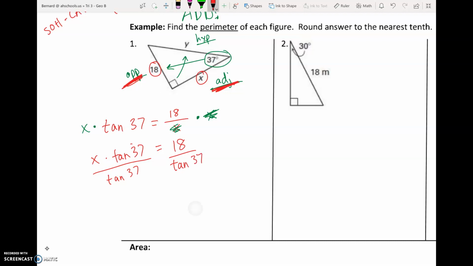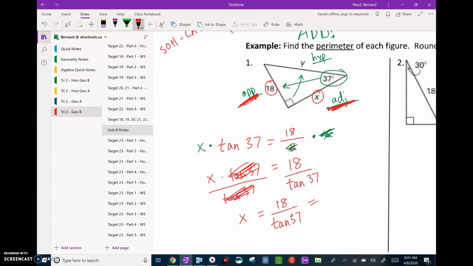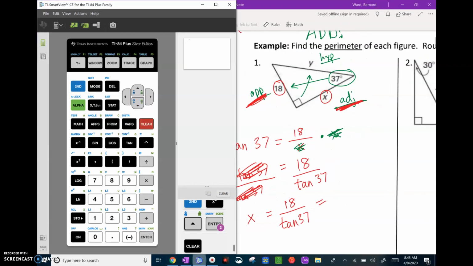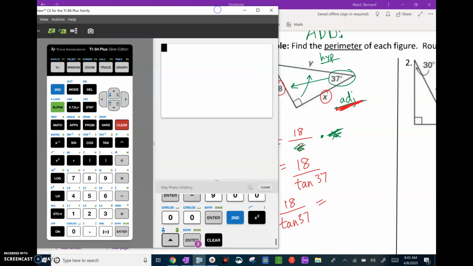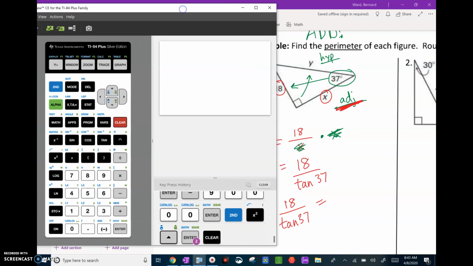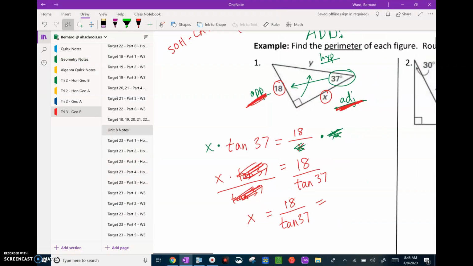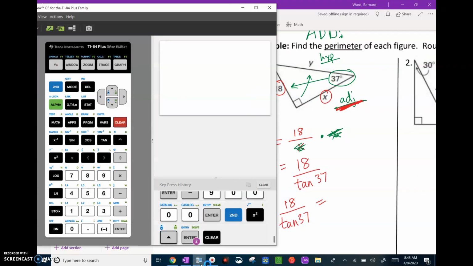And when we do that, on the left side, the tangents of 37 cancel each other out, which leaves us just with x. And then 18 divided by the tangent of 37 is what we want to type into our calculator. And when we do that, we're going to get a decimal, and that's going to be the value of x. So let me help you with the calculator as well. I know that was a tricky part back in Unit 6, and so let's talk calculator real quick. So again, what we want to type into our calculator is 18 divided by the tangent of 37.